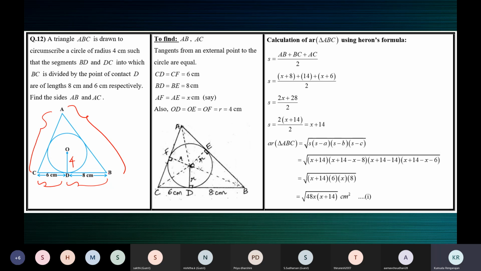In other words, in triangle ABC, you know the length of one side BC, 14 centimeters. You need to find the lengths of the other two sides of the triangle. You must find the length of the side AB and AC.